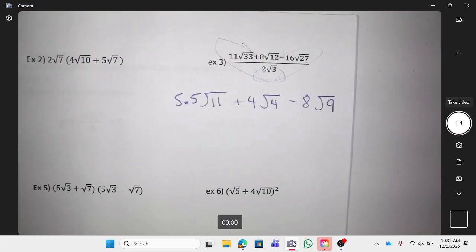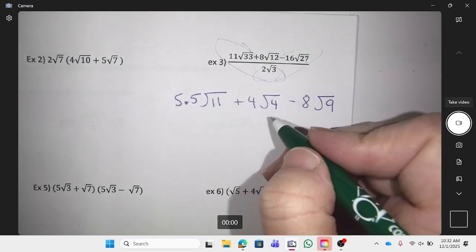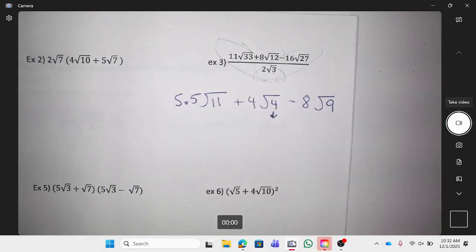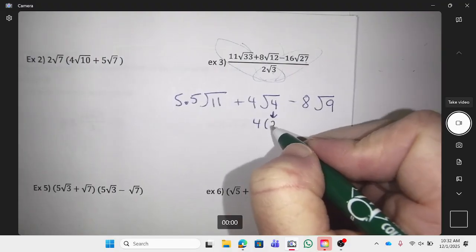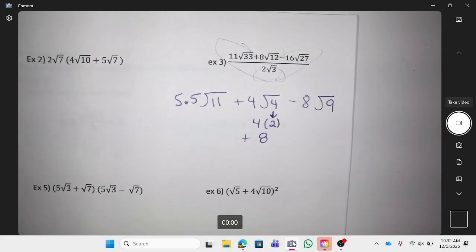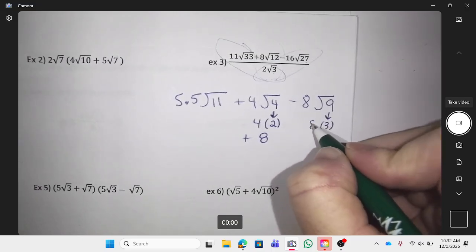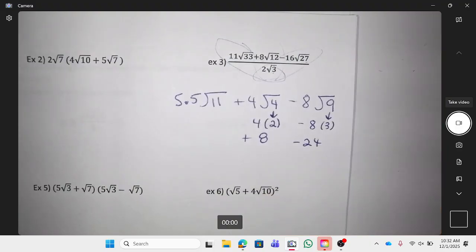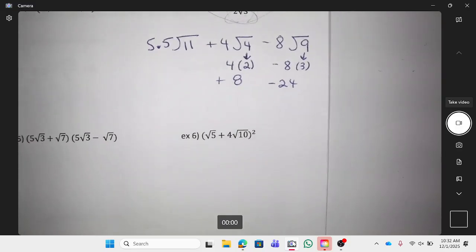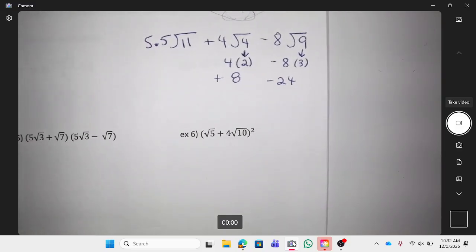Do you think I'm going to leave my answer like that? No. Okay, so here's what I'm going to do. I can see that perfect square root 4. I would never leave that on my test. That's a whole number 2. So that actually was just a whole number 8. And I would also not ever leave a root 9 on my page on a test. So I would change that to a whole number 3. And then it can become a whole number 24.